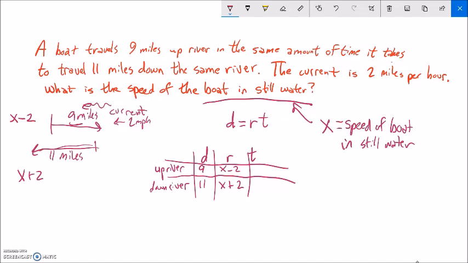So I have distance, I have rate. I don't know time. I know the time is the same, so that means I'll be able to set these equal to each other, but I want the time in terms of distance and rate. So if I go back to distance equals rate times time, if I want to know the time, I could divide both sides by rate, and I'll get distance over rate equals time. So upriver, my time would be distance divided by rate.